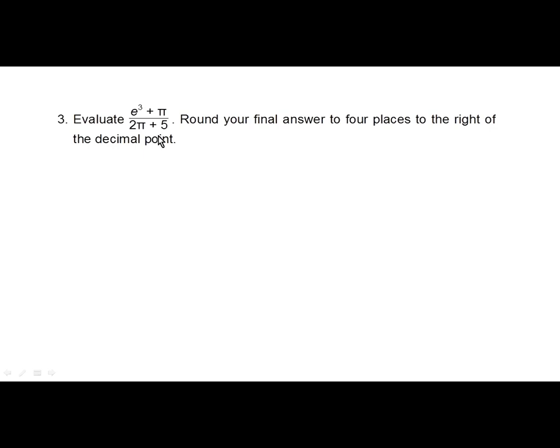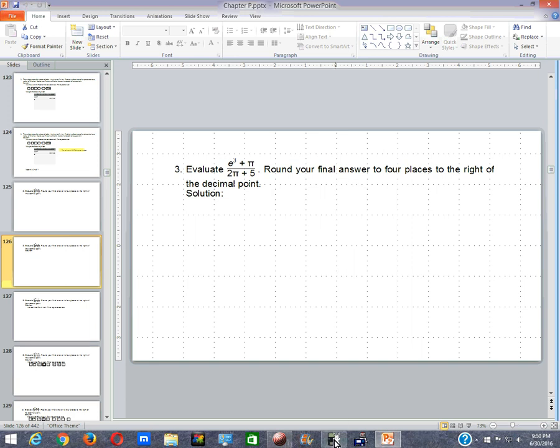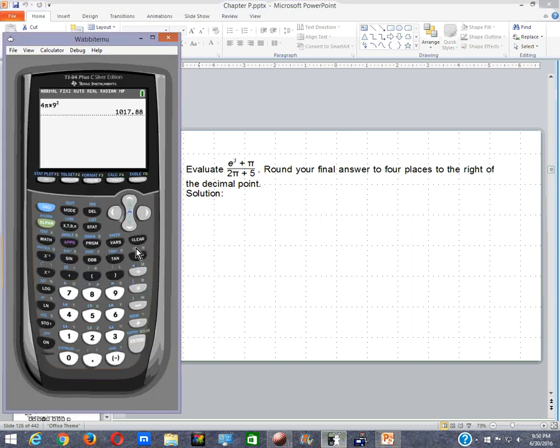It says evaluate e cubed plus pi over 2 pi plus 5. It says round your function to 4 places right of the decimal point. Okay, so our solution, if we do it on our calculator, 4 places, so let me change my float. Let me clear this out. So mode, I want to float over to 4. Press enter. Quit the screen, second quit.